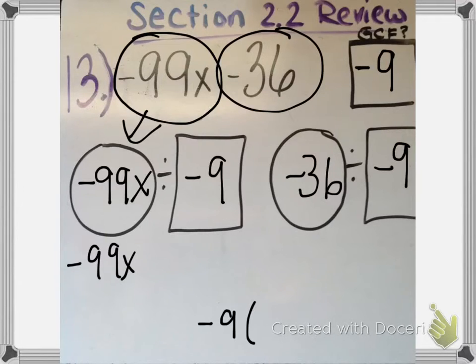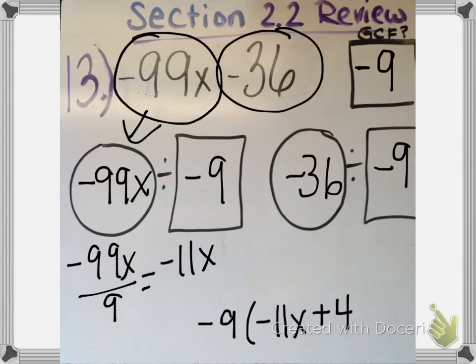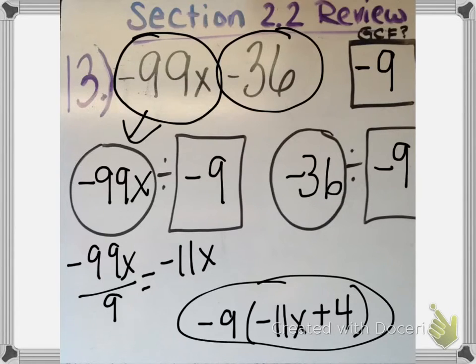Negative 99x divided by negative 9 equals 11x. So that is our first term. Then negative 36 divided by negative 9 is a positive 4 because two negatives divided by each other equal a positive. Your final answer is negative 9 times the quantity of 11x plus 4.